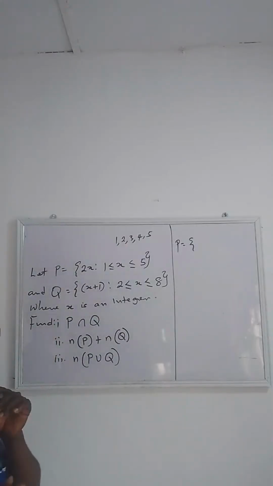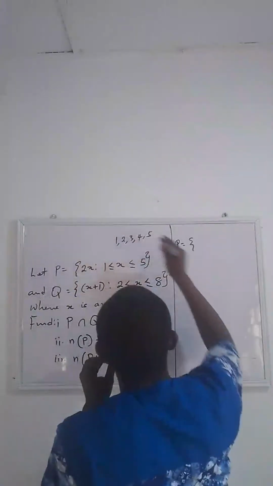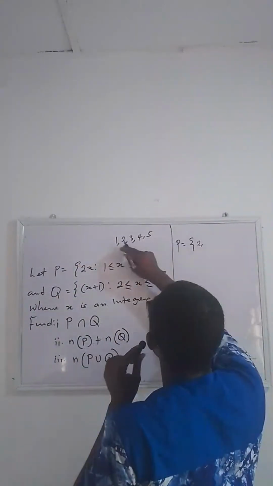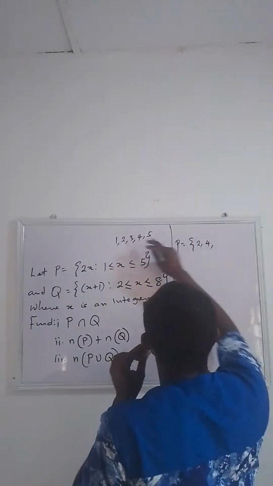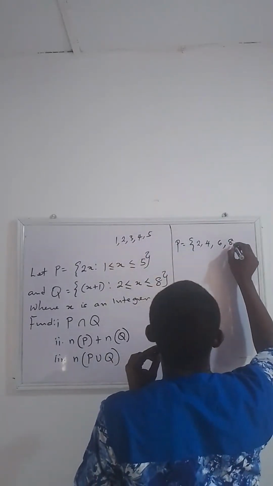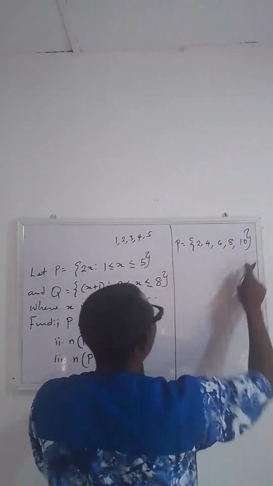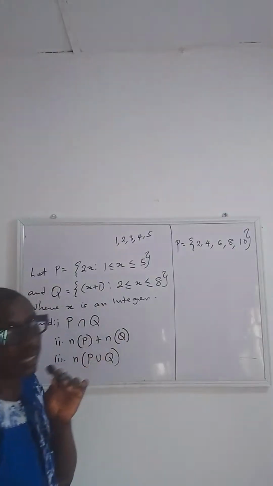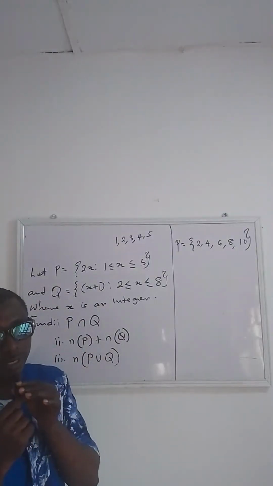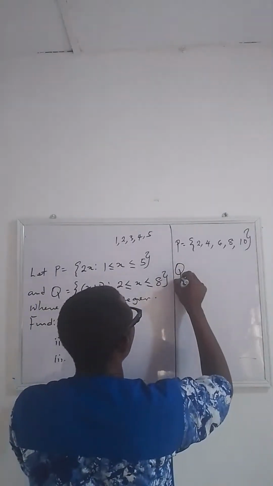So now members of set P will be 2 times 1, we have 2. 2 times 2, we have 4. 2 times 3, we have 6. 2 times 4, we have 8. And 2 times 5, we have 10. So these are members of set P. Okay. All right, now let's look at the second set, set Q.